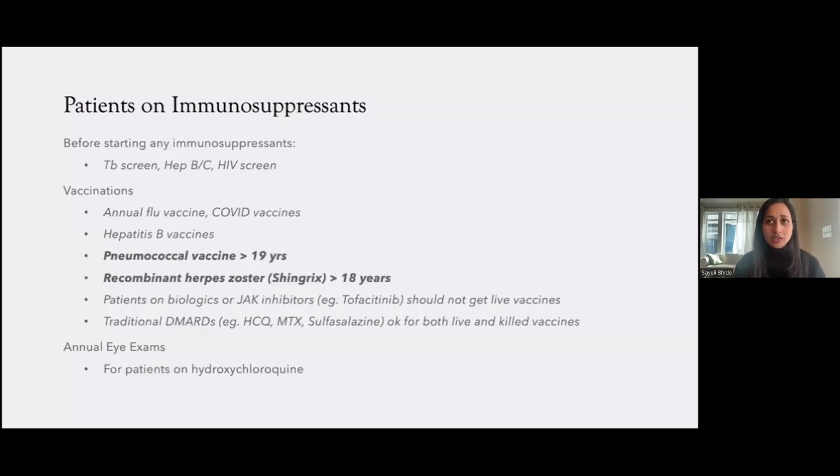And then if your patient is on hydroxychloroquine for any reason, make sure that they're getting annual eye exams. That can often be missed.